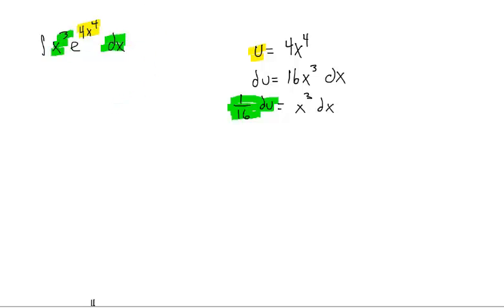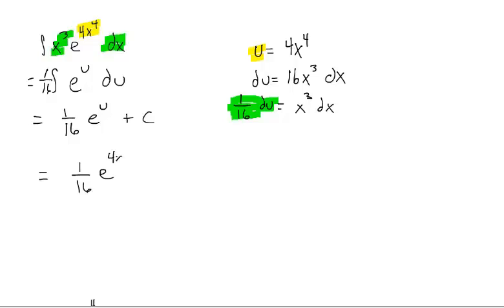So now we can rewrite our integral. So we have the integral of e to the u du, and I'm going to go ahead and put this 1/16 out front. It's just a constant. And now we can integrate. So we have 1/16, and then the integral of e to the u is just e to the u, and then remember our plus c for our constant of integration. And now we need to replace u with our x variable. So we have 1/16 e to the 4x to the 4th plus our constant of integration.